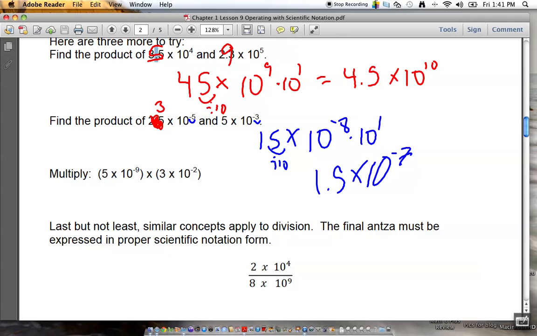When it's negative, you go down. When it's positive, you go up. I'm adding negative 8 and 1. What is negative 8 plus 1? Negative 7. That's why that's negative 7. Yeah, that's why they pay me the big bucks.